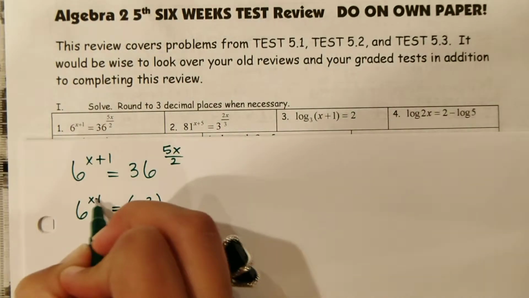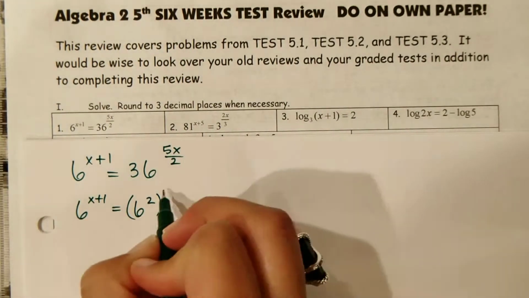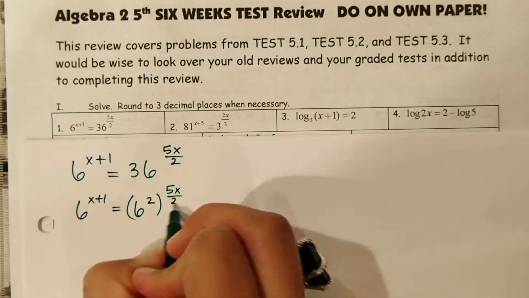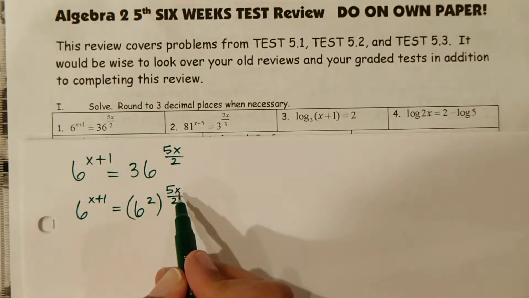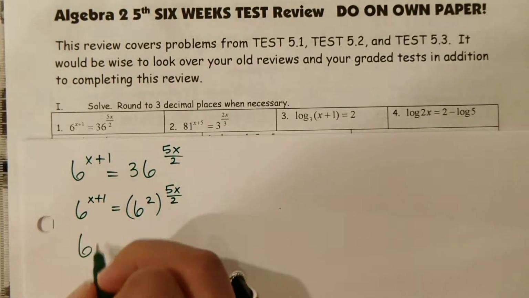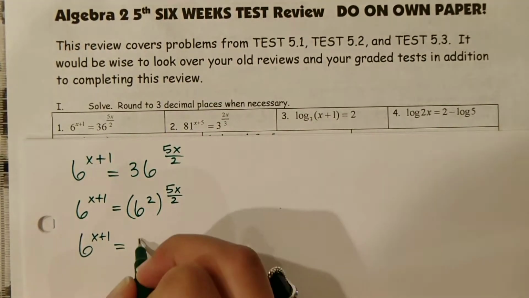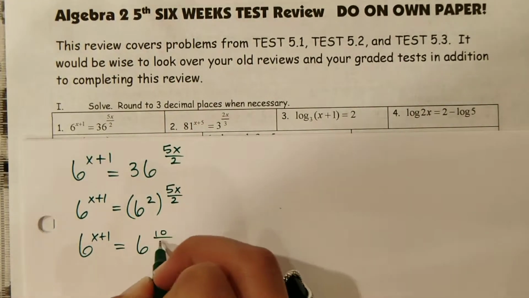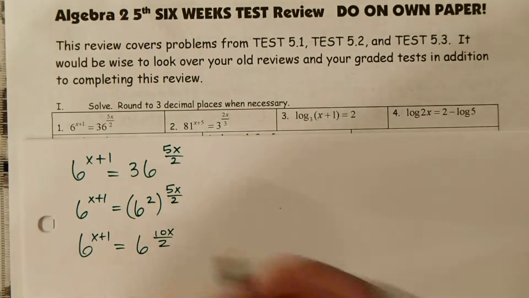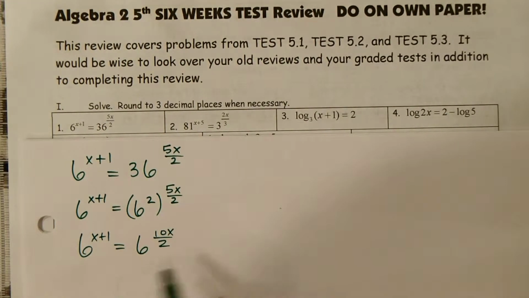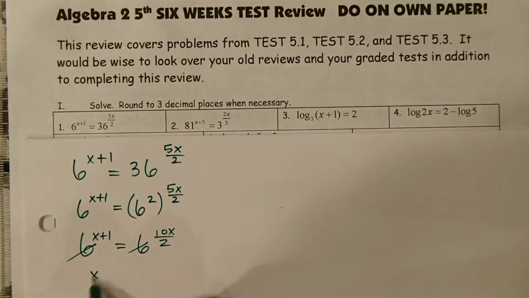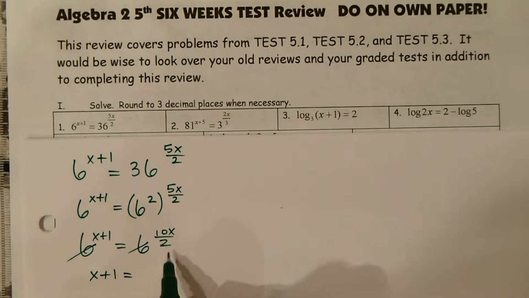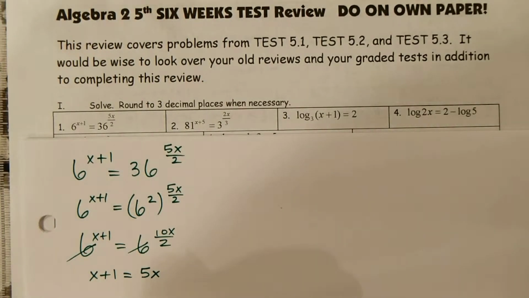So we've got 6 to the x plus 1 equals 6 squared, which is still 36, to the 5x over 2. Now, we can distribute this. 6 to the x plus 1 equals 6 to the 10x over 2. Now that the bases are the same, we can just eliminate them. We don't need them anymore. We'll say x plus 1 equals, this reduces to 5x. 10 over 2 is 5x.